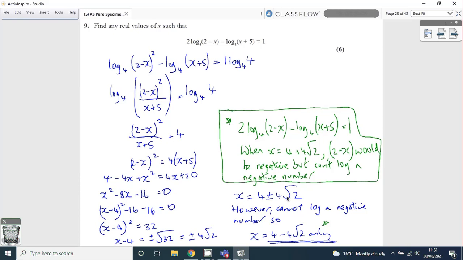Now, you've then got to consider, are both of these valid? Now, when x is 4 plus 4 root 2, this first term here, the 2 minus 4 plus 4 root 2, would be negative. Okay, now you can't log a negative number, so 4 plus 4 root 2 does not give us a valid solution. So your final answer has to be only 4 minus 4 root 2.